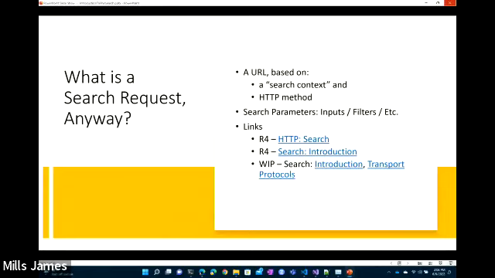So, a search request. We'll start with a URL. It has a search context, and it varies for GET and POST. And then you add in search parameters, your inputs, your filters, whatever. And as I said, the deck is link heavy. That's why I would encourage you to download it if you're interested. There are the links for where it is in the current documentation, the HTTP page that specifies how you talk to it via REST, the search introduction, and then the work in progress for search introduction and transport protocols.